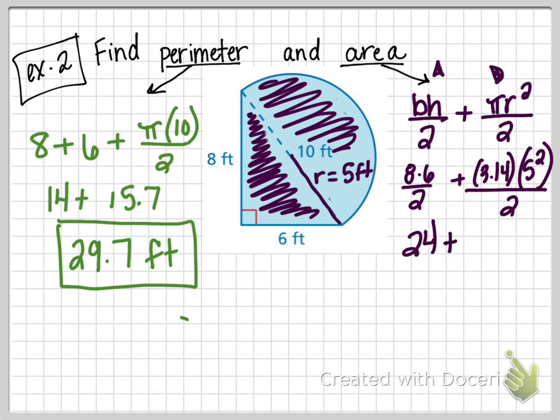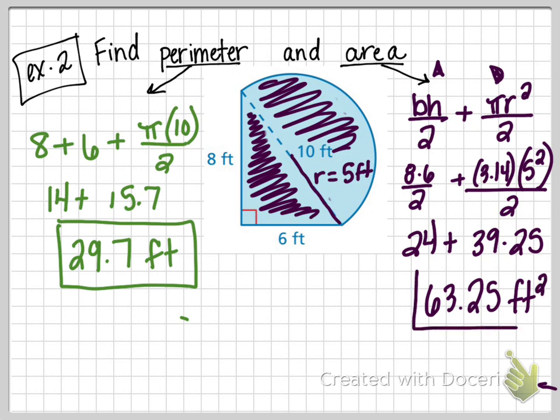24 plus 3.14 times 5 times 5 is 25. So 3.14 times 25 is 78.5, divided by 2 is 39.25. And then our last step is to add these together. So the area is equal to 63.25. When we're talking about area, we always put our units squared because we're talking about 2 dimensions in area.